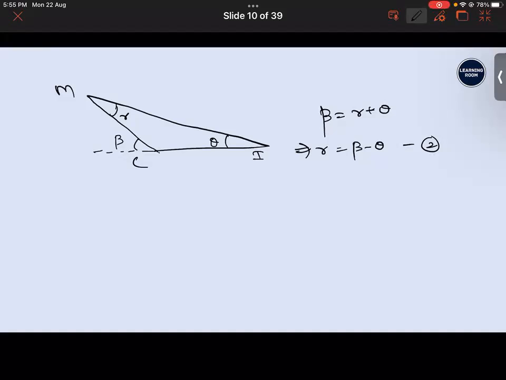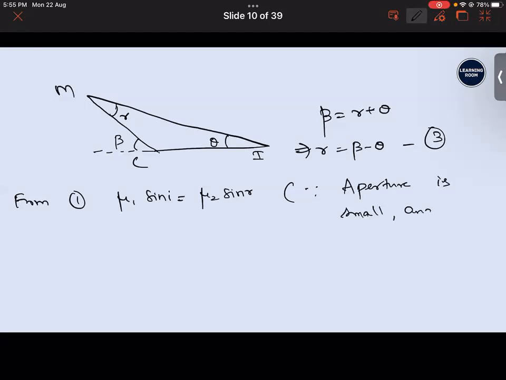Okay, now listen. This will be third. So from 1, what do we get? Mu1 into sin I will be equal to mu2 into sin R. Okay. Now, since aperture is small, angles are also small, which implies mu1 into I will be equal to mu2 into R. I'll call this as 4.